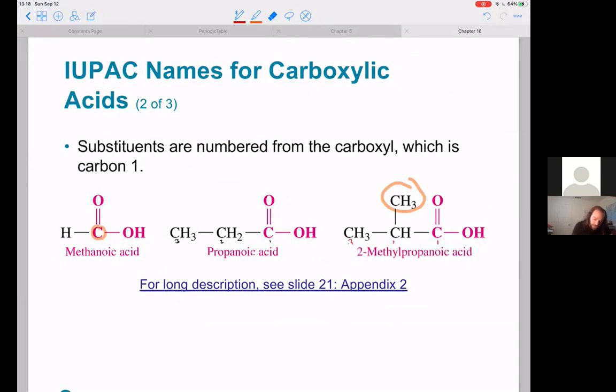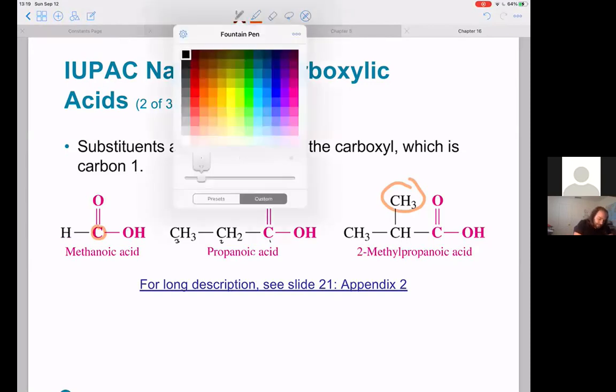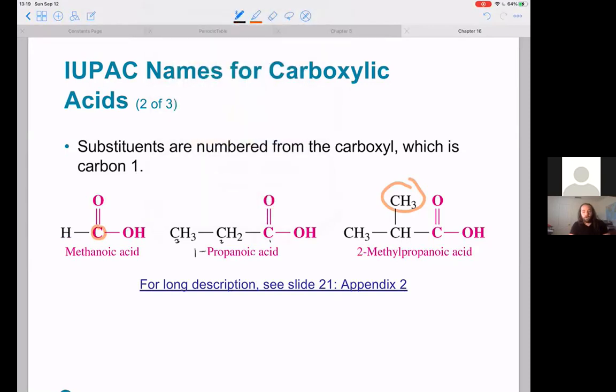Okay, and notice how similar to when we were talking about aldehydes, right? That functional group, by definition, had to be located on a terminal carbon. So we didn't have to bother specifying its location with a number. Notice with our carboxylic acids, we don't have to worry about it either. This is just propanoic acid, not 1-propanoic acid. We don't have to include that one on there.